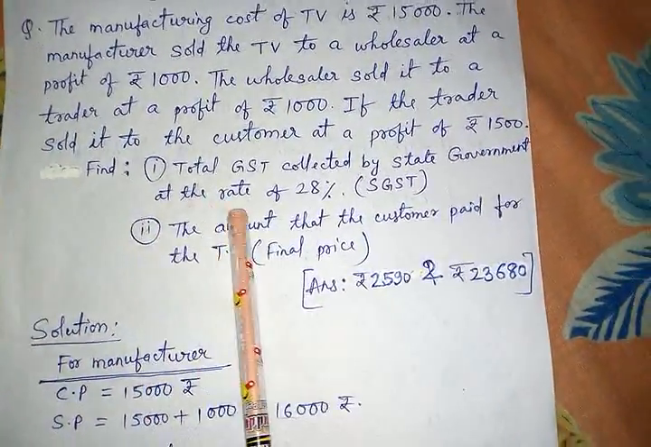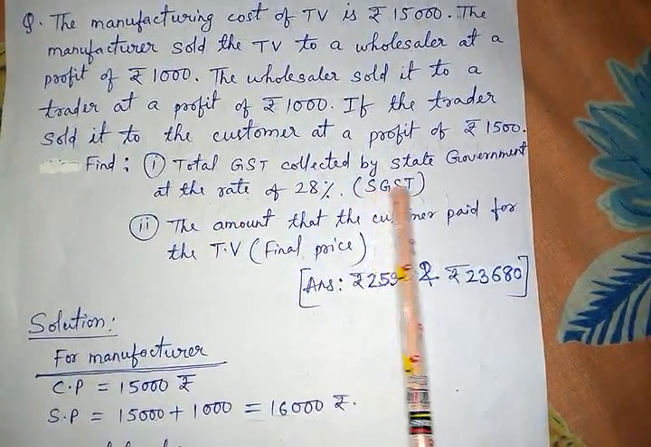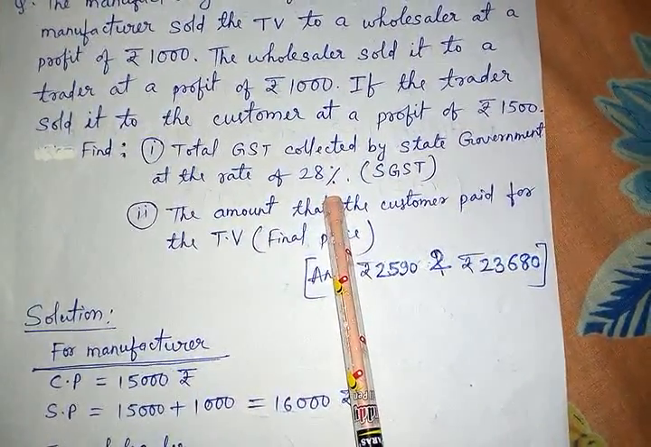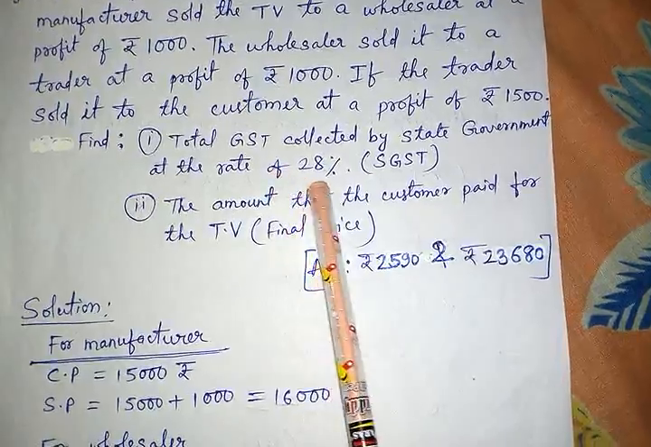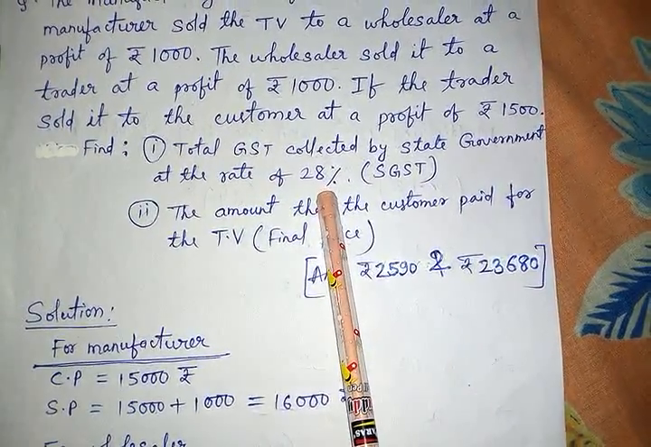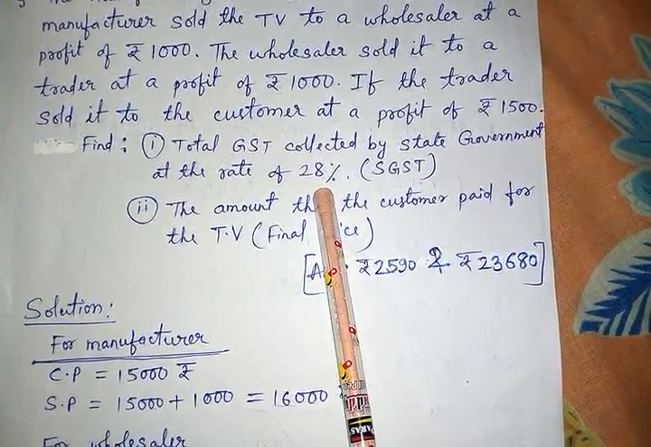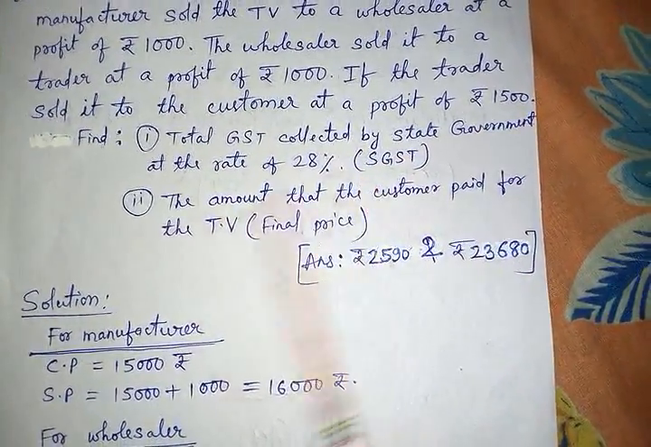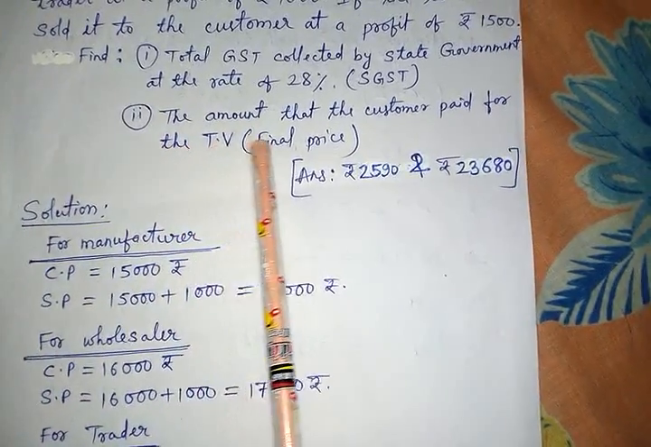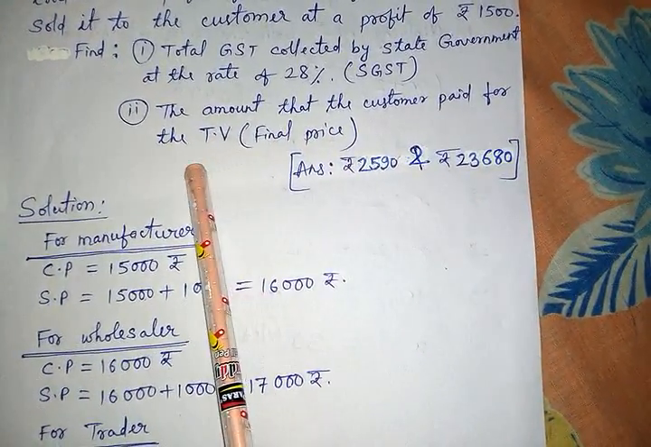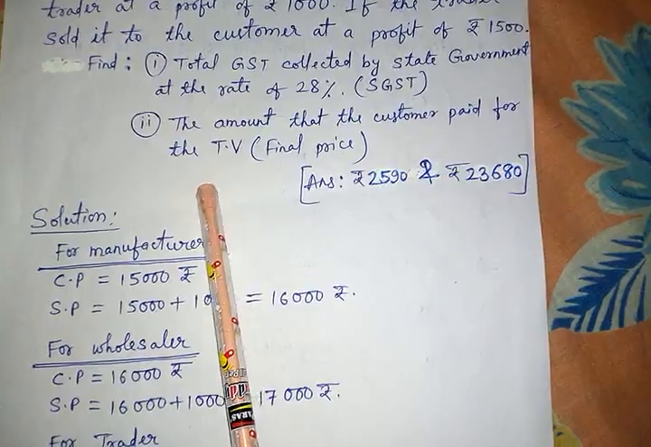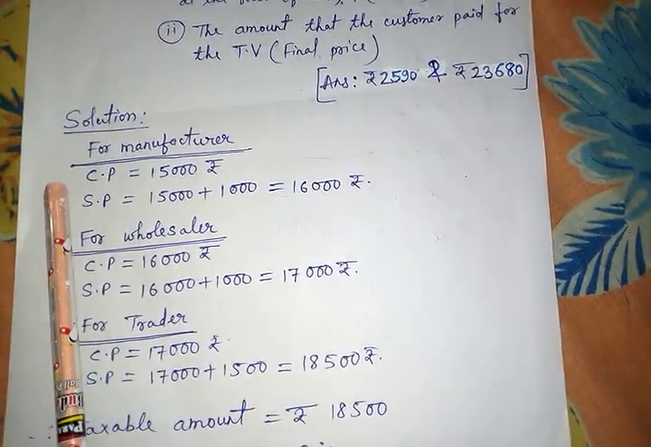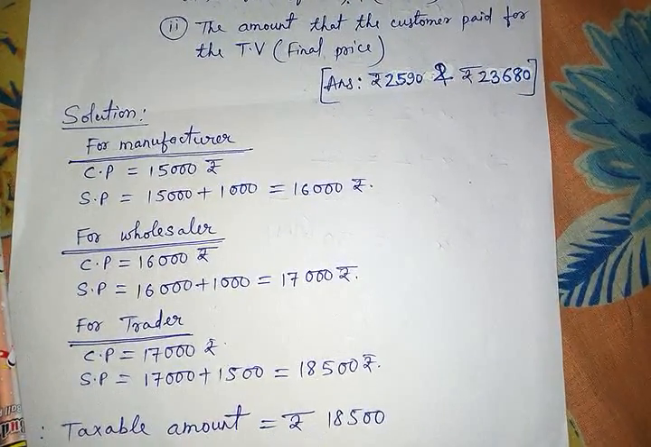Now find the total GST collected by state government at the rate of 28%. So 28% is the GST rate, but you have to find the GST collected by the state government, which we also call SGST, and you have to find the amount that the customer paid for the TV. That means the final price you have to find. Now the solution. You can see that there is a chain. The question is in a chain system.